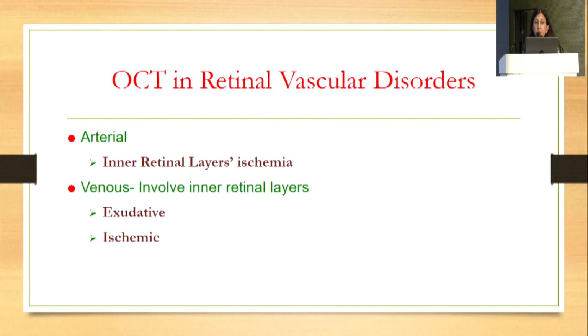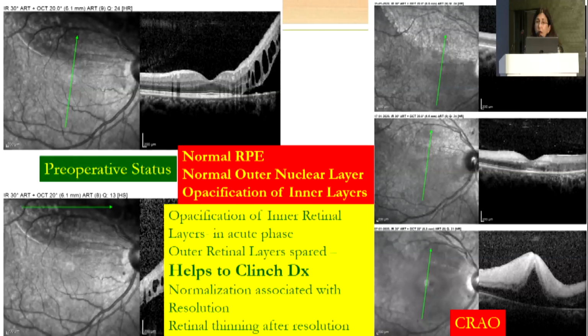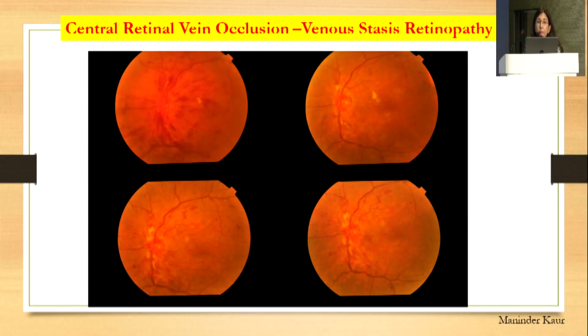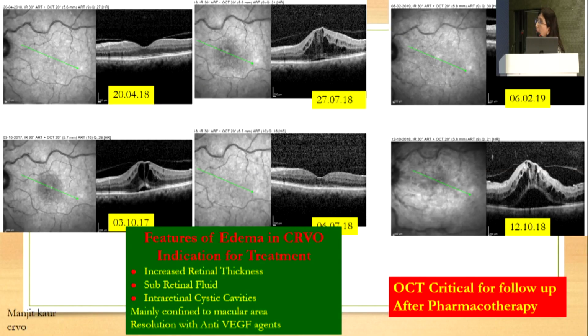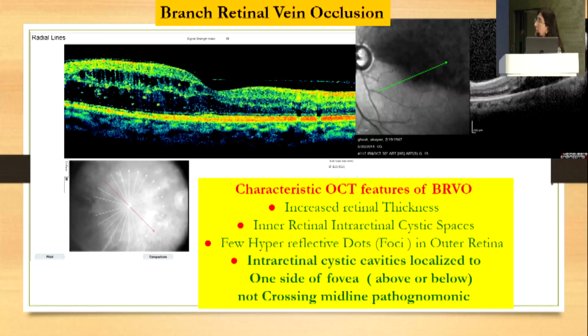Now coming to OCT in retinal vascular disorders: arterial occlusion and venous occlusion. In CRAO, this is again a very specific pathognomonic sign: complete opacification of the inner retinal layers, not the outer retinal layers, only the inner retinal layers. And this will resolve as the condition resolves. Coming to venous occlusion, in central retinal vein occlusion, you'll have central increased macular thickness with subretinal fluid and multiple cystic spaces, which of course resolves with treatment.